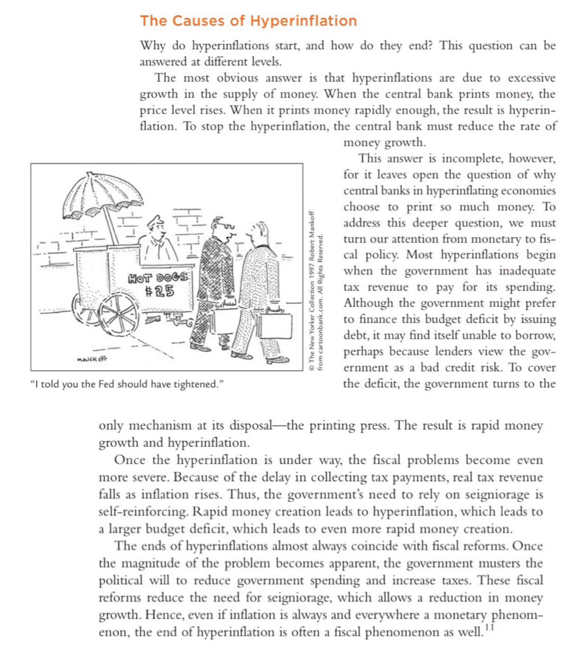So what is monetary policy? It is about money supply, interest rate, and exchange rate. But fiscal policy is about government spending and also tax rate. Most hyperinflations begin when the government has inadequate tax revenue to pay for its spending, which means they have a huge budget deficit. Although the government might prefer to finance this budget deficit by issuing national debt, it may find itself unable to borrow.